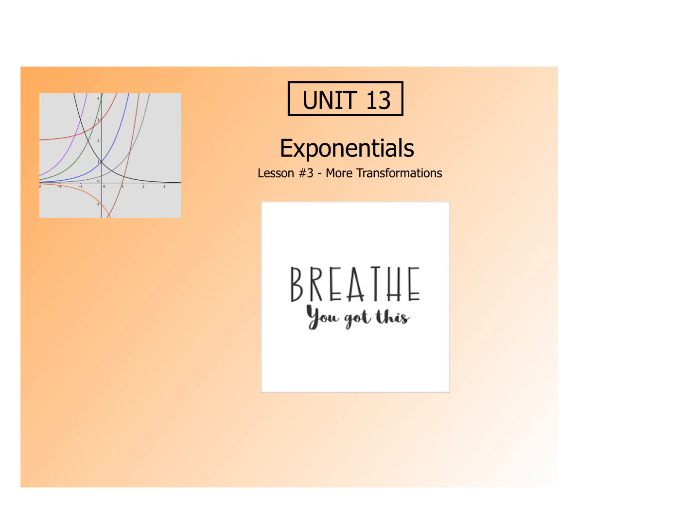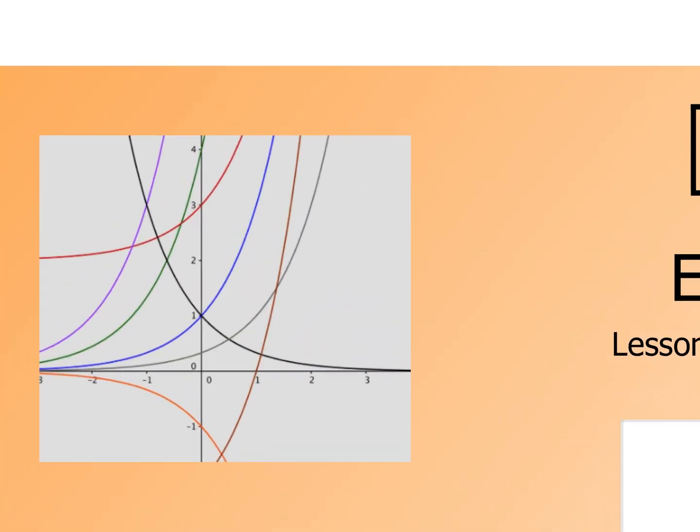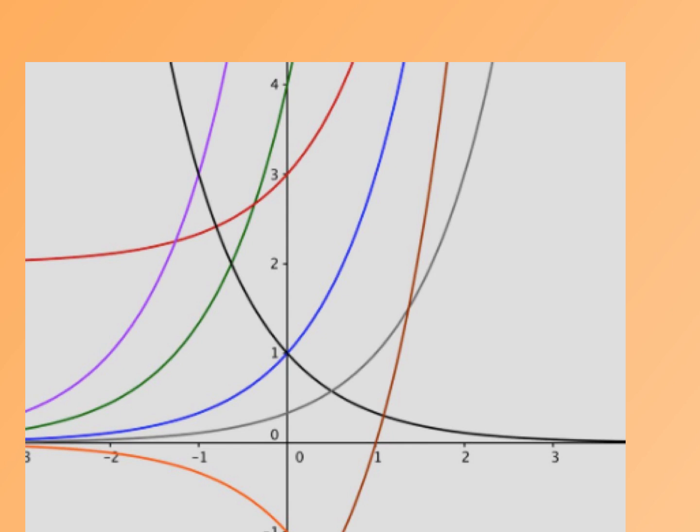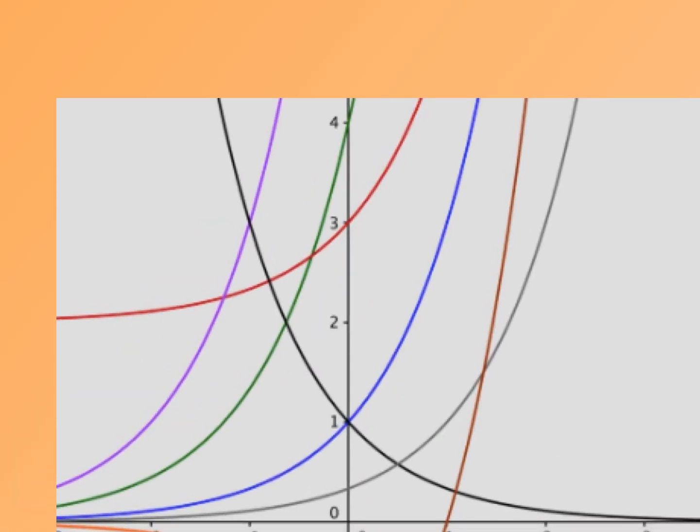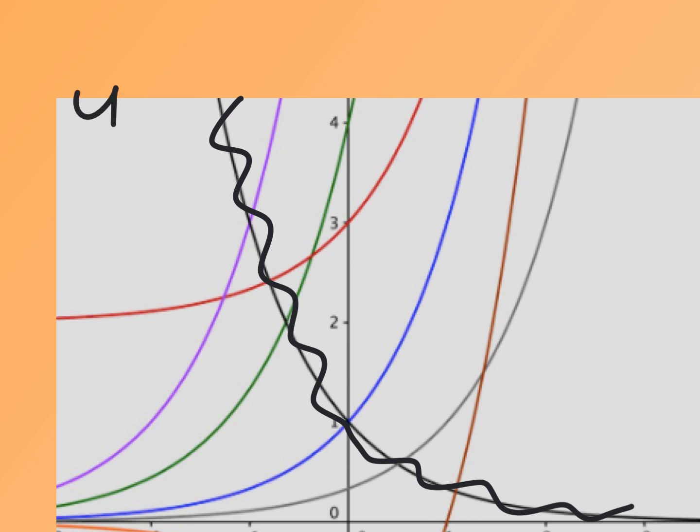Exponentials. Do you get by now that some of these are growth and some of these are decay? I would say most of them are growth. Can you point out any one of them that is decay? Were you looking at this one? That's the only one that's going down as you read from left to right. So that would be the only one that would have a fraction in it to a power.